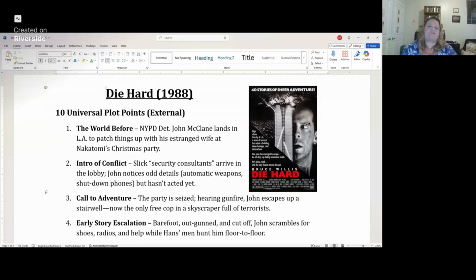So let's dive into the Die Hard plot points. First, we have the world before. Remember, this is the status quo before the inciting incident happens.